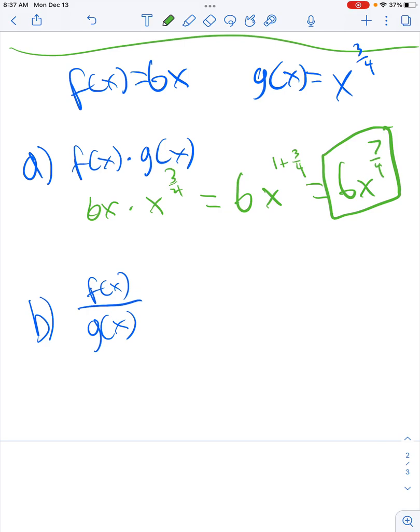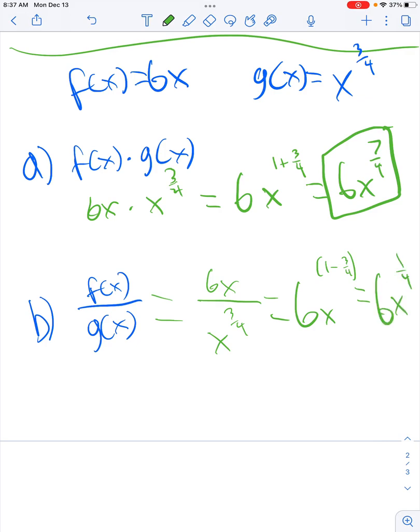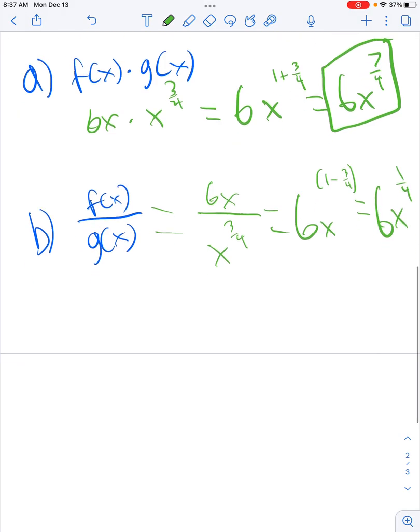So again, the domain of this one is all real numbers. We don't have to worry about anything. f of x over g of x, so writing it, we have 6x over x to the 3/4. Now I'm going to subtract my exponents, which is going to give me 6x to the 1/4 power.